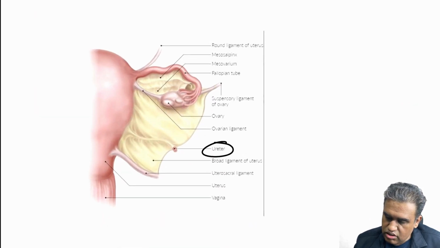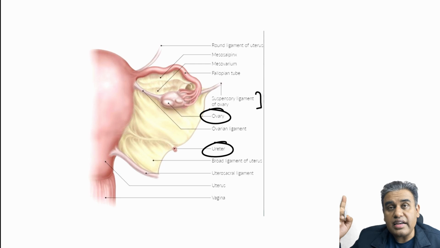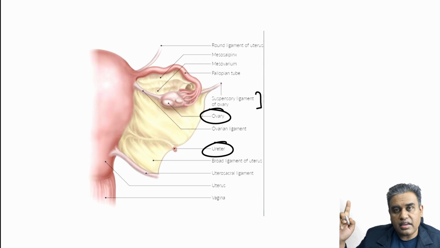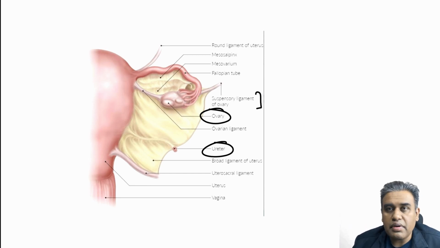Here you can see the ureter, you can see the ovaries, and these are the suspensory ligaments. Now you might be thinking, sir, ureter is over here. See, where is the ureter coming from? From the kidney. So kidneys are retroperitoneal and ureter is retroperitoneal. So ureter is more posterior, then it comes from posterior to anterior as it enters into the pelvis, being very close to the ovarian fossa, near the bifurcation of the common iliac artery. Remember, that's the location of the ureter.